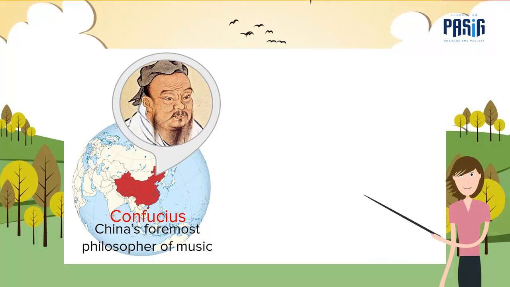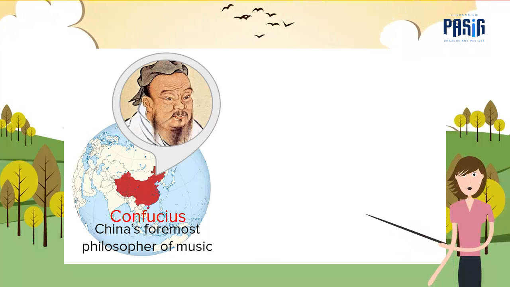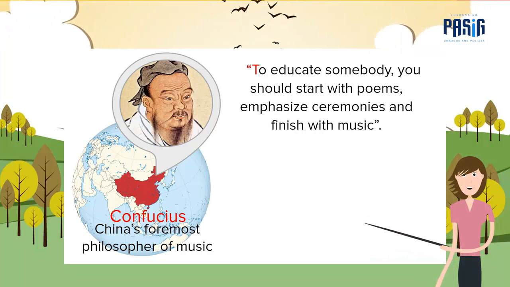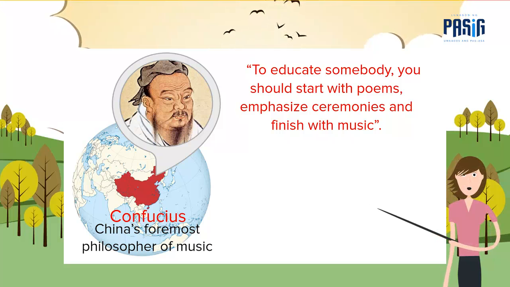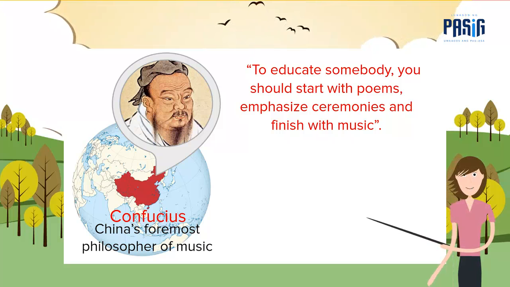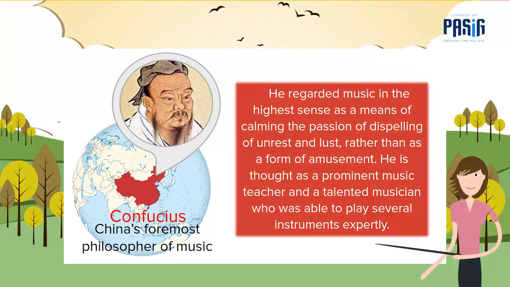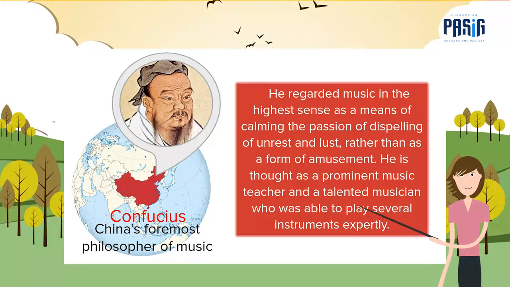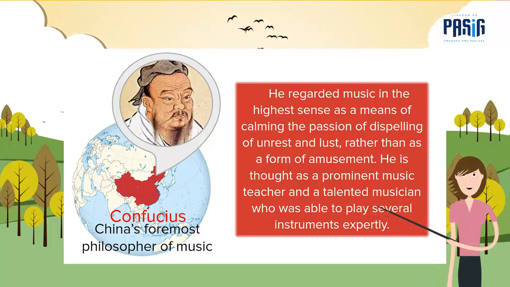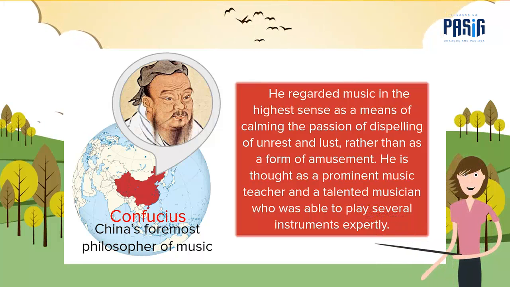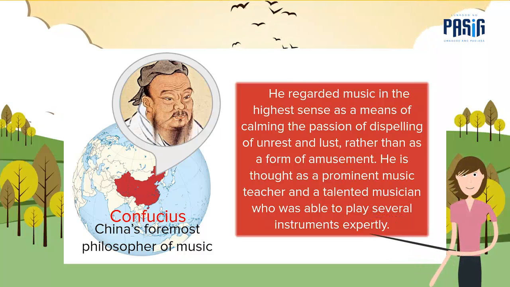Now, at this point, let's move on to our discussion proper. Confucius is China's foremost philosopher of music. He said, to educate somebody, you should start with poems, emphasize ceremonies, and finish with music. He regarded music in the highest sense as a means of calming the passion, of dispelling unrest and lust, rather than as a form of amusement. He is thought of as a prominent music teacher and a talented musician who was able to play several instruments.